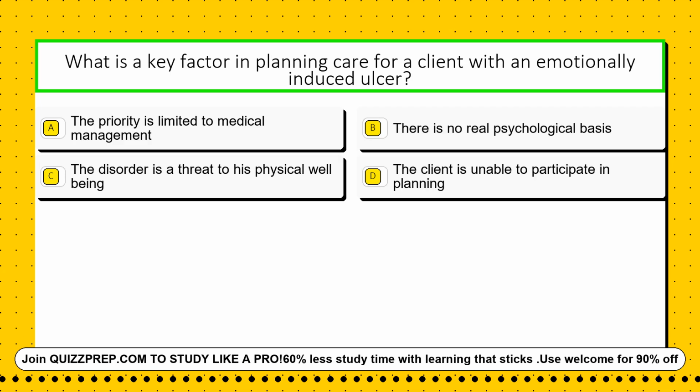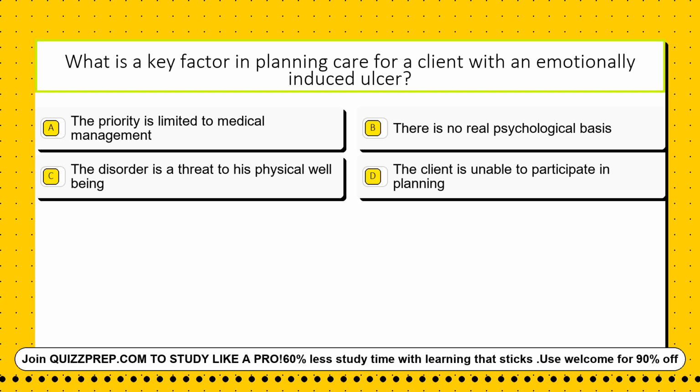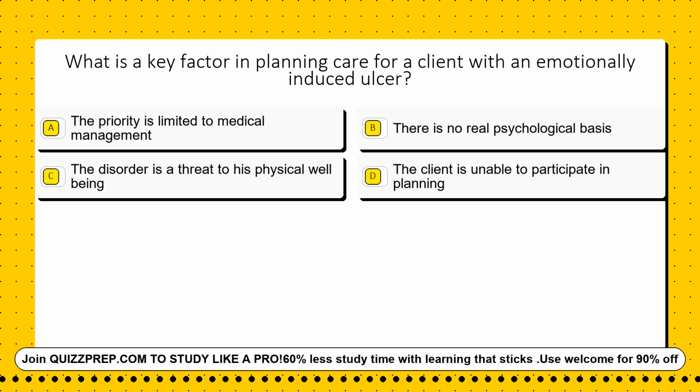Question 64. What is a key factor in planning care for a client with an emotionally induced ulcer? Option A. The priority is limited to medical management. Option B. There is no real psychological basis. Option C. The disorder is a threat to his physical well-being. Option D. The client is unable to participate in planning.